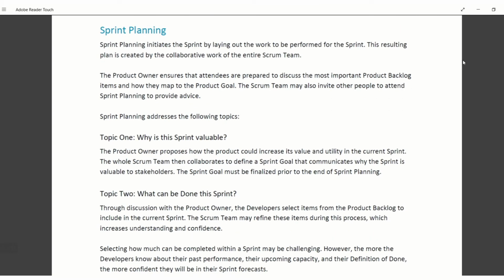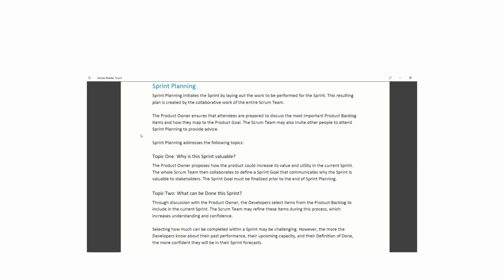Sprint planning. Sprint planning initiates the sprint by laying out the work to be performed for the sprint. The resulting plan is created by the collaborative work of the entire Scrum team. The product owner ensures that attendees are prepared to discuss the most important product backlog items and how they map to the product goal. The Scrum team may also invite other people to attend sprint planning to provide advice.